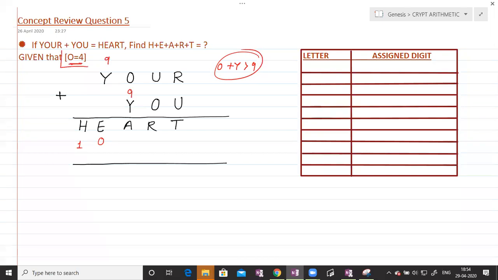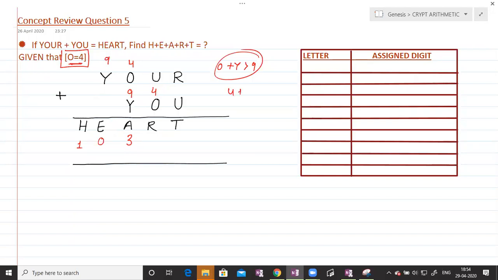Very simple. Now look at this. O is equal to 4, given. That's a very good point for us. If O is 4, this is 4, this is 4, right? Let's check it out. So 9 plus 4, how much will we get? 9, 10, 11, 12, 13. It should have the carry? No, it will not have the carry, remember here. Why does it not have the carry?